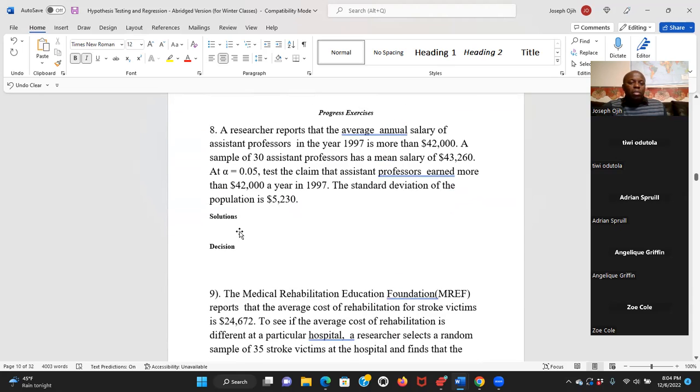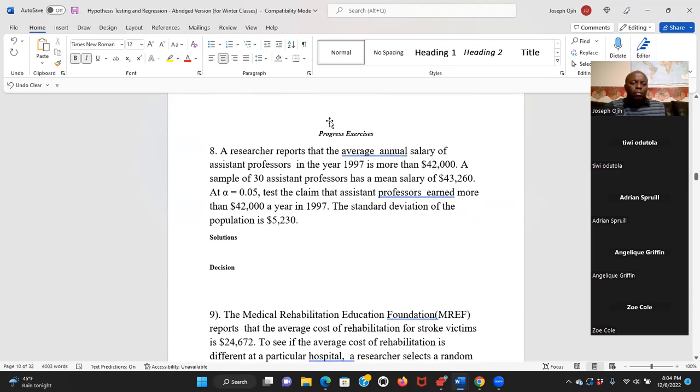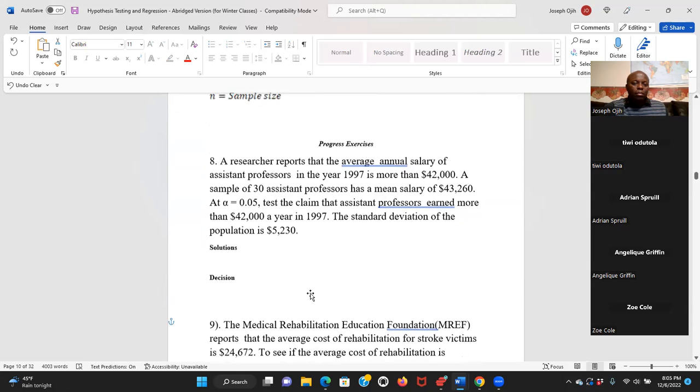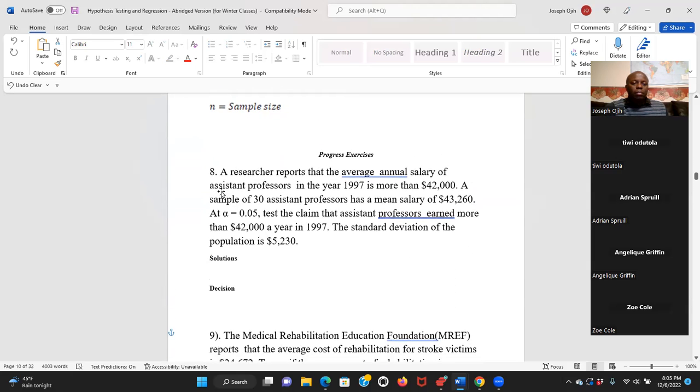Look at this question. A researcher reports that the average annual salary of all assistant professors in the year 1997 is more than 42,000. A sample of 30 assistant professors has a mean salary of 43,260. At alpha 0.05, test the claim that the assistant professors earned more than 42,000 a year in 1997. The standard deviation of the population is 5,230.